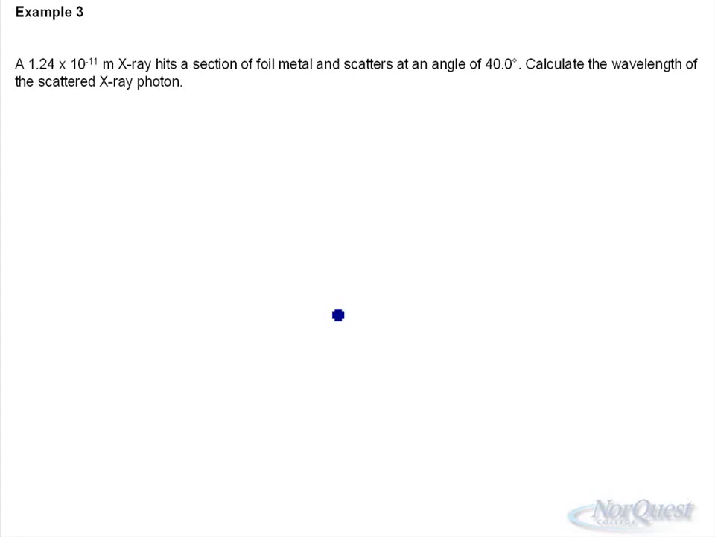Example 3 is going to use a formula that they don't give you any questions on in the workbook, which is one of the reasons why I've also included some supplementary practice at the end of the lesson, to give you some practice using this other formula. The instant you're given the angles and you're asked to find the corresponding wavelengths of the X-ray coming in and the X-ray exiting, then you're going to need to use this other formula on your sheet. Again, it's up in the quantum mechanics and nuclear physics section. It's the change in wavelength formula.